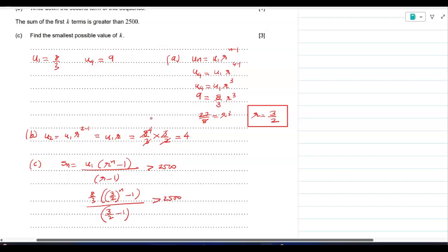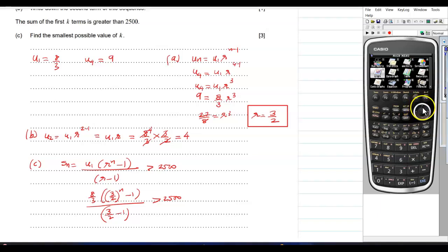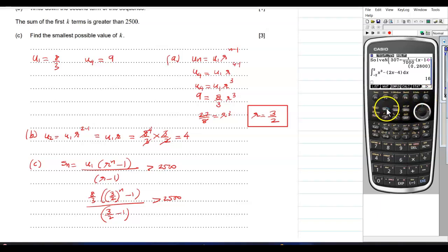Now in your solve you can't put greater than 2,500. Just let it be equal to, that's all. You put it equal to and then you'll do greater than that basically. You know how to solve? Option, calc, answer, solve. This is your favorite function, I think.